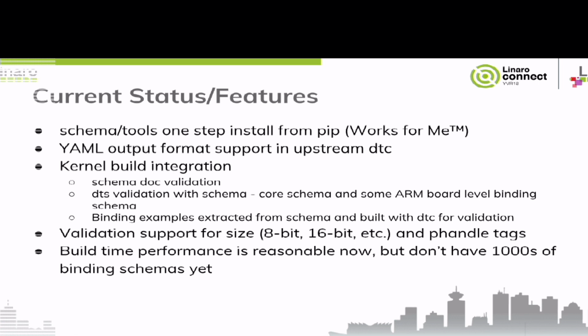I've also improved what we can validate using schema, adding support in for size types and p-handle tags. That's part of the DTS input, and that gets maintained through the YAML output. I now have it integrated into the kernel build system, so you can validate all the binding files against the meta schema, and then use those along with the core schema from the schema project, and validate all of the DTS files in the kernel against that. And it's taken some work to get the performance there to be somewhat reasonable, but it's now at a manageable point. But we don't have all the bindings converted, and I worry that when we do, it will be slow again.